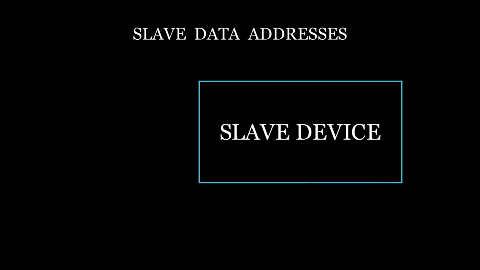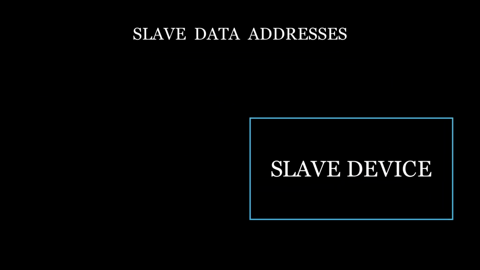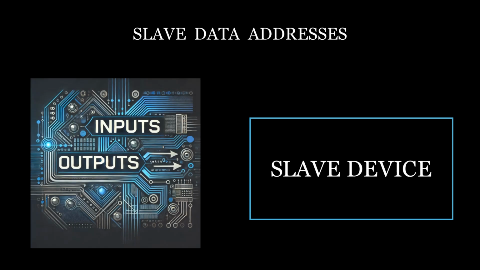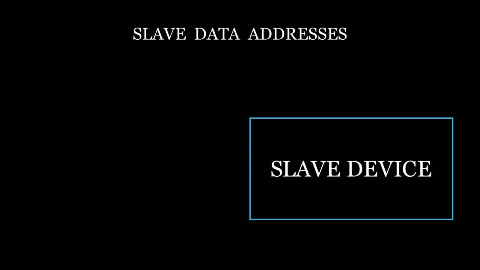The slave devices that the Modbus master communicates with have either inputs it reads from or outputs it writes to, or both. Let's have a look at the input types and how they are represented in the device memory.